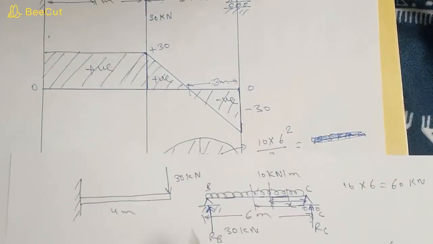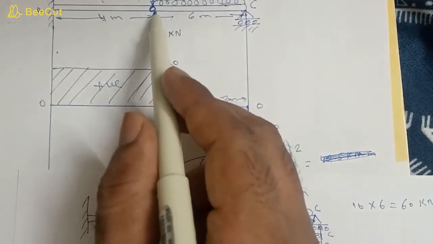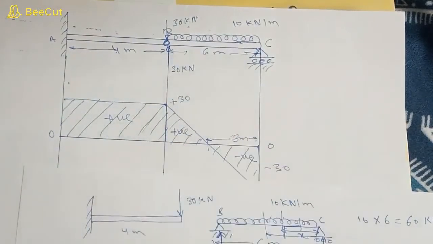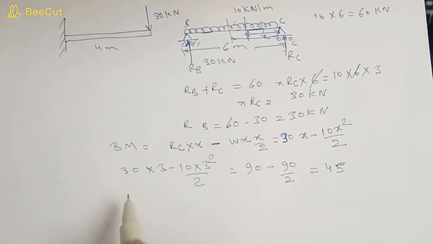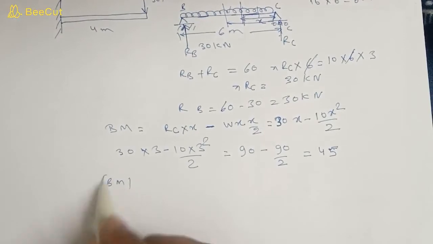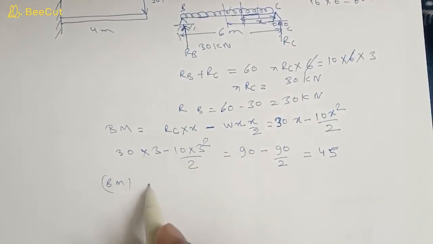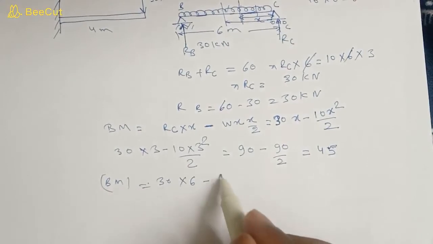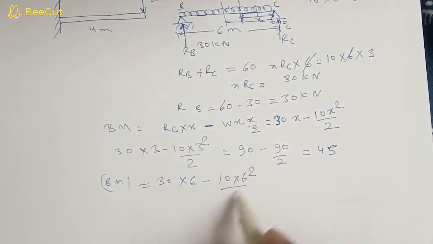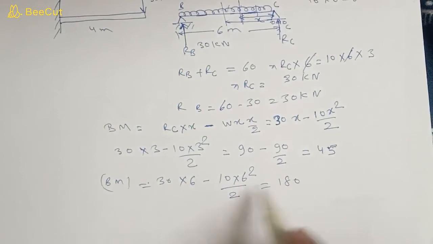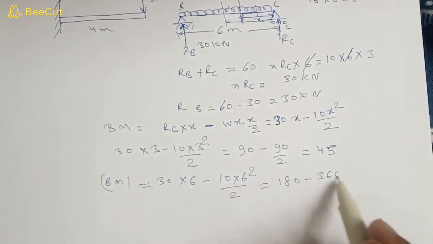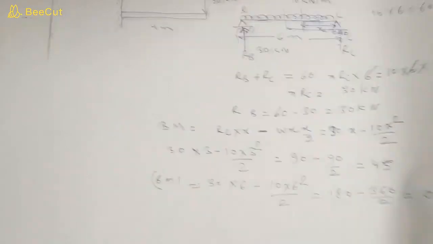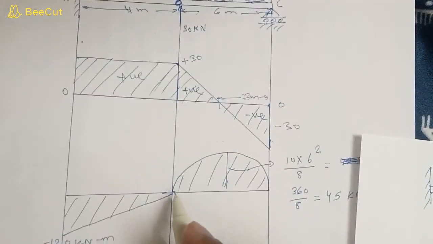Now the bending moment at this point where the load is applied, at this point x is equal to 6. So let's put x is equal to 6. So the bending moment will be 30 into 6 minus 10 into 6 to the power 2 divided by 2. This is 180 minus 360 by 2. So 180 minus 180 is equal to 0. So we have found it 0 here.